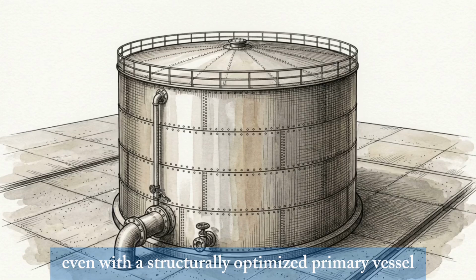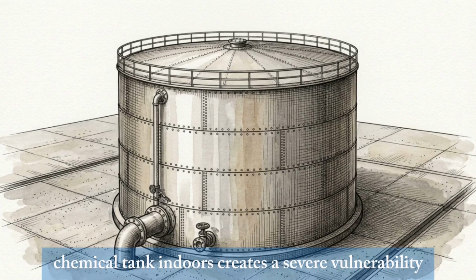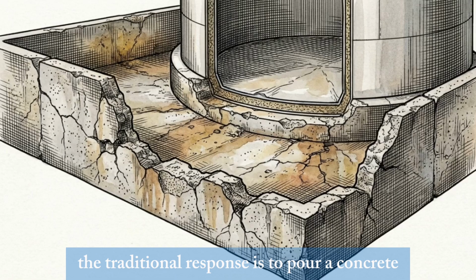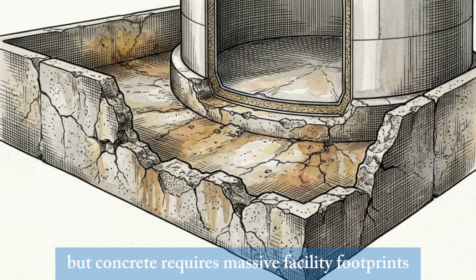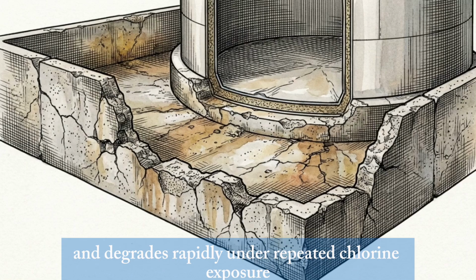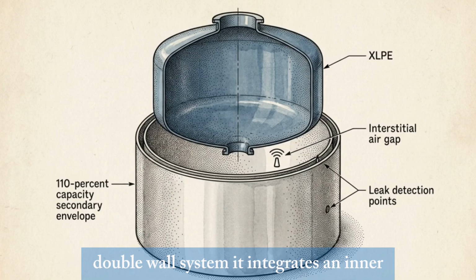Even with a structurally optimized primary vessel, operating a single-wall chemical tank indoors creates a severe vulnerability, uncontained release. The traditional response is to pour a concrete secondary containment basin. But concrete requires massive facility footprints, demands expensive construction lead times, and degrades rapidly under repeated chlorine exposure. This diagram details the Processing Safe Tank double wall system.